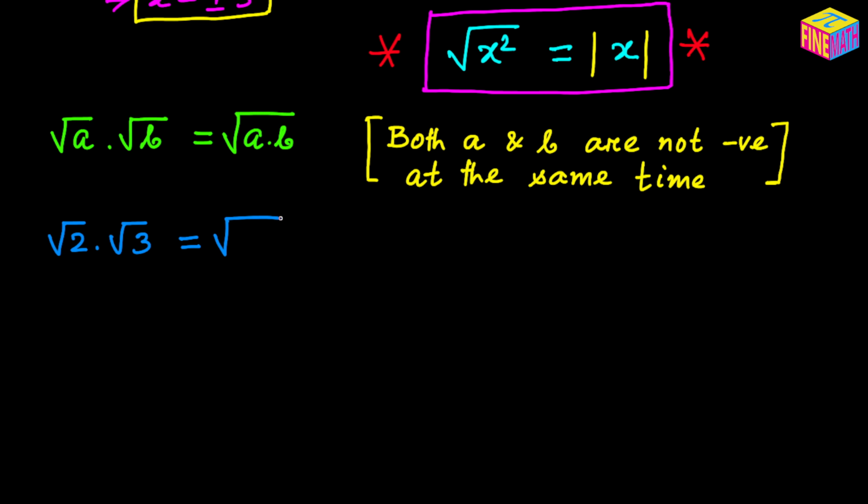So we can say, okay, this will be square root of 2 times 3, which is nothing but square root of 6. Now, if somebody takes another example, say, suppose now I'm going to take both of them negative. So we can say, okay, square root of negative 2 times square root of negative 3. Can we do it like this?